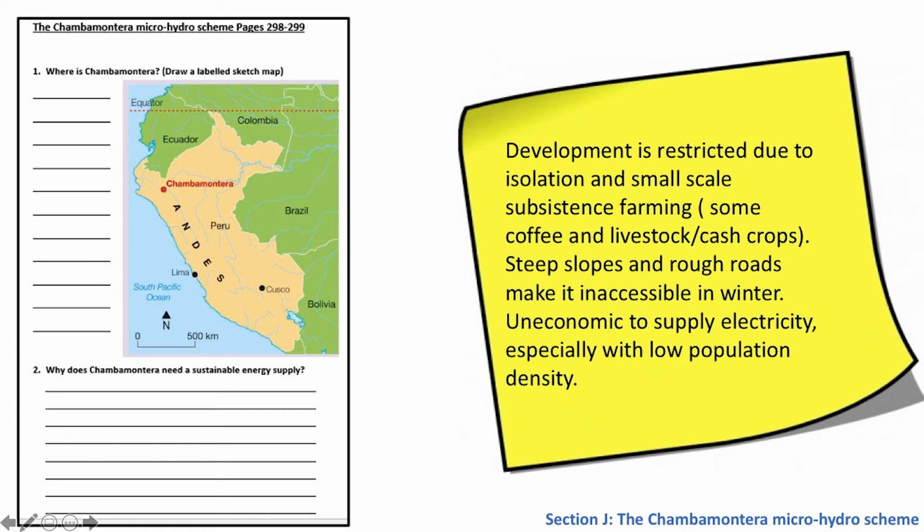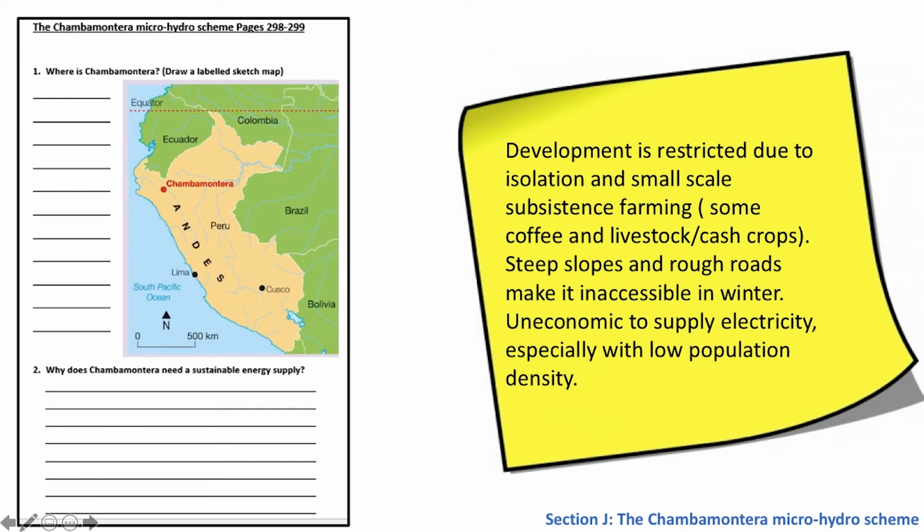Let's take a look here at the Chamba-Montera microhydro scheme, which is represented on pages 298 to 299 of Caboodle. And the first question is about where this area is. So if you take a look at the map, you can see that Chamba-Montera is in northwestern Peru within the Andes Mountains. It says there, why does this region need a sustainable energy supply?